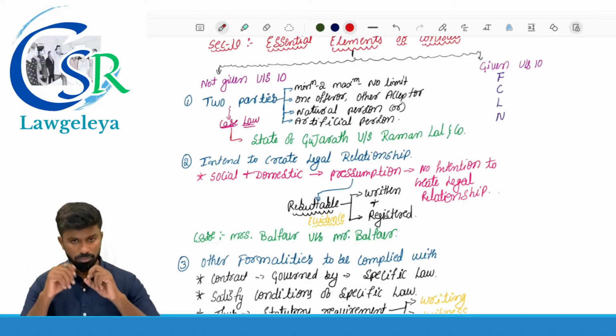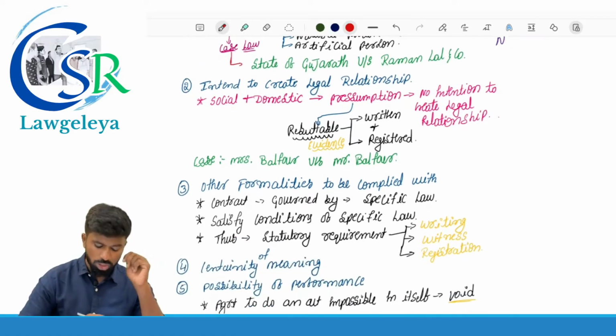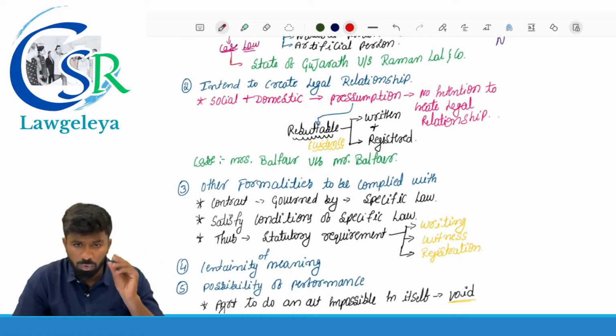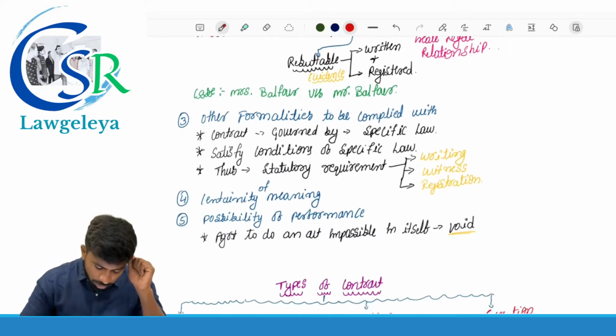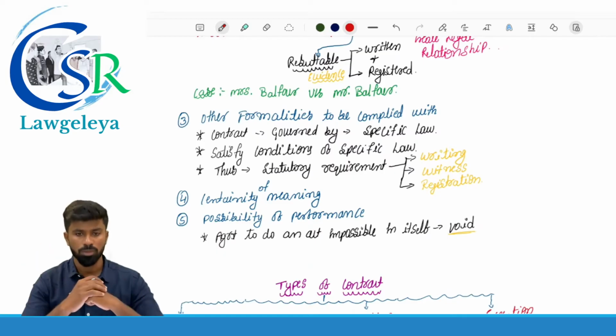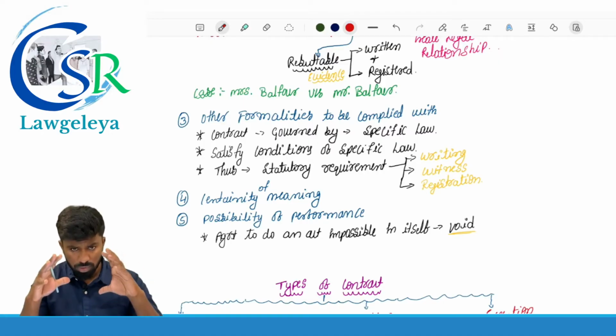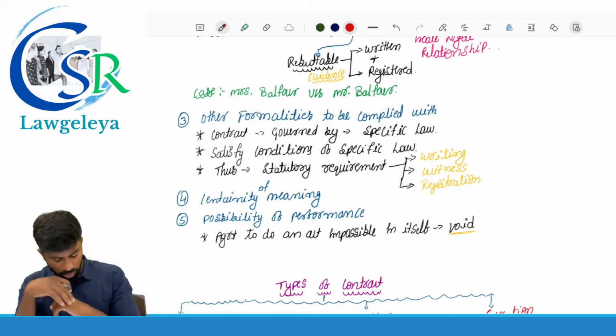I repeat, the first essential element is two parties. Second one, intention to create a legal relationship. What is the case name? Mrs. Balfour versus Mr. Balfour. Other formalities to be complied with. If there is a specific law which is governing a certain type of contract, such type of contracts are required to be satisfied with what? The specific law also.